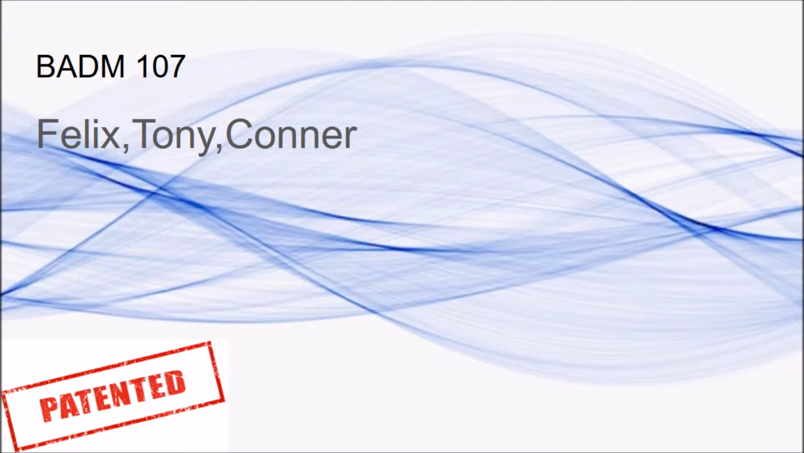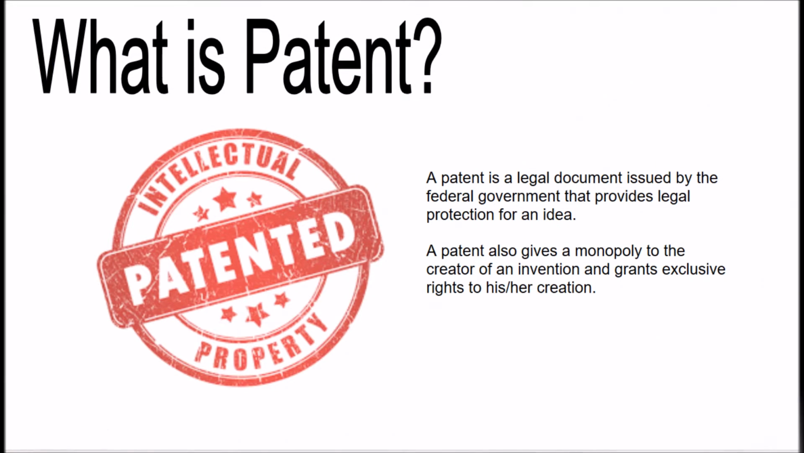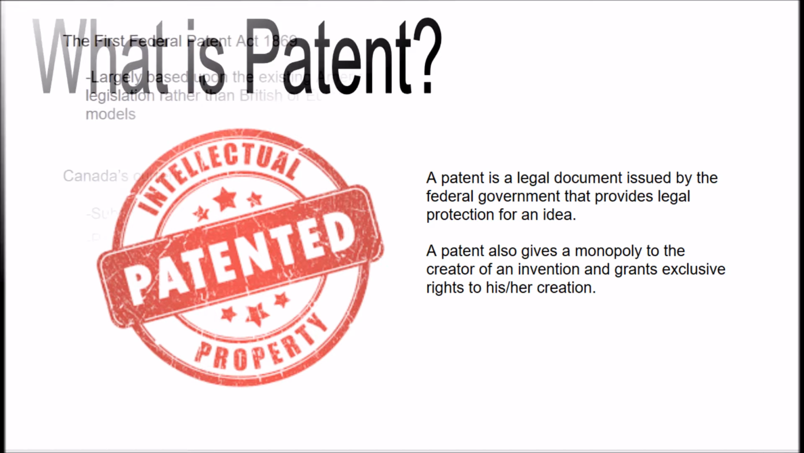My name is Connor, and today I'll be discussing this with Felix and Tony. A patent is a legal document issued by the federal government that provides legal protection for an idea. A patent also gives a monopoly to the creator of an invention and grants exclusive rights to his or her creation. Felix will now discuss the origins of how patents came into existence.